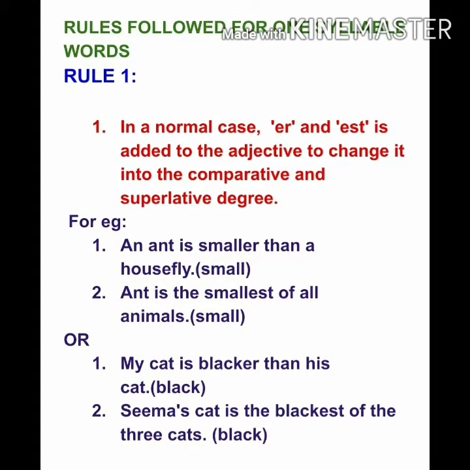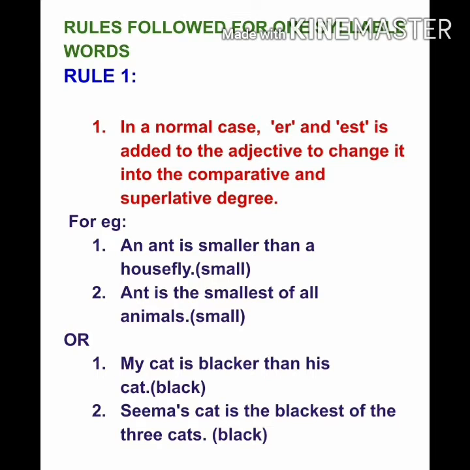While changing adjectives from positive degree to comparative and superlative degree, a few changes take place with the adjectives. Changes take place because of the rules followed in such cases. And rules are followed on the basis of syllables. Syllables play a crucial role in the formation of comparative and superlative degree. Let's find out about the rules in detail.